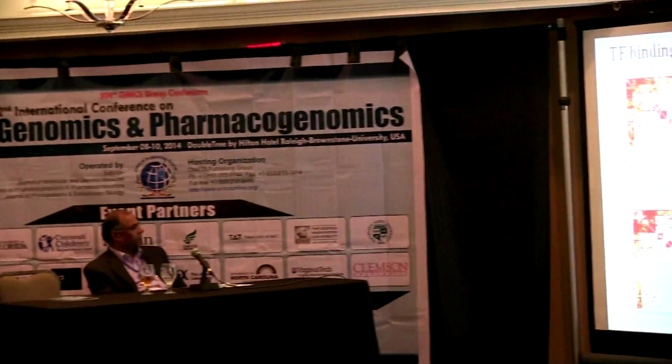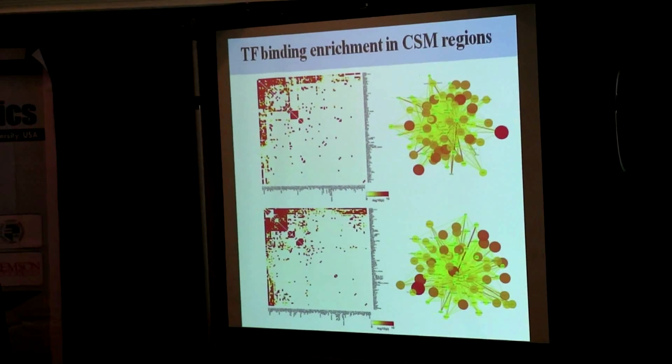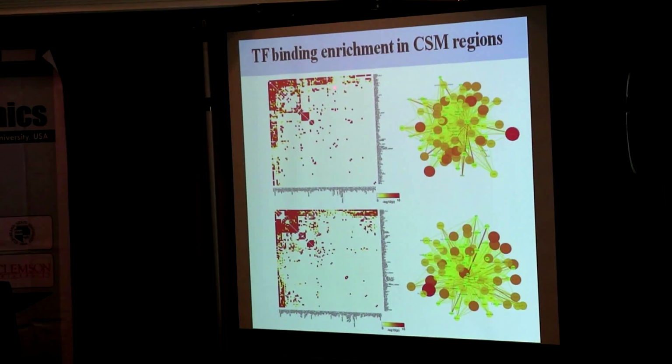Now the next question we want to ask is, do they have transcription factor binding there? Of course, as you can see, we divide into neuron and glia, and they have different patterns. We are still working on dissecting the transcriptional regulation in brain development.